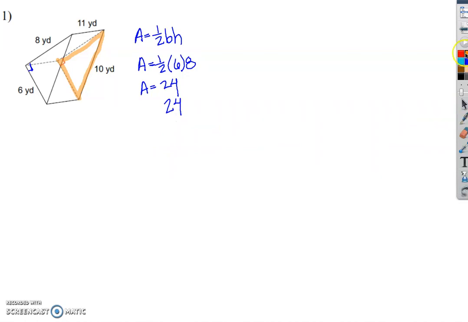Now there's 3 rectangles around the outside of the prism. I'm just going to start and go around the whole figure. So I've got this one back here. It's a rectangle, and its dimensions are 8 by 11. 8 by 11, so its area is 88. The next one I see is kind of down here.